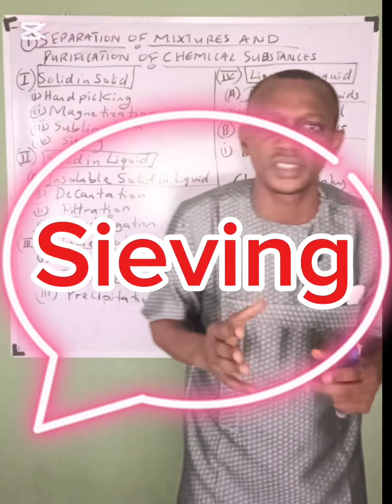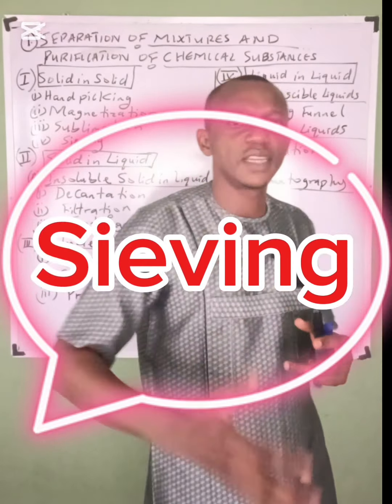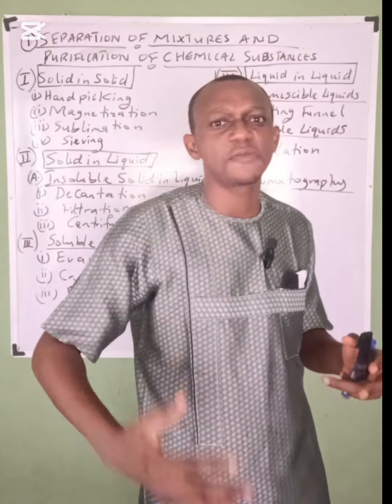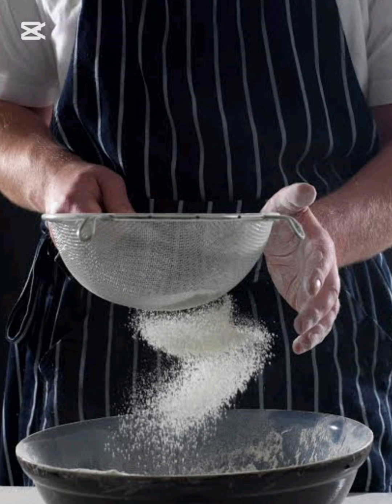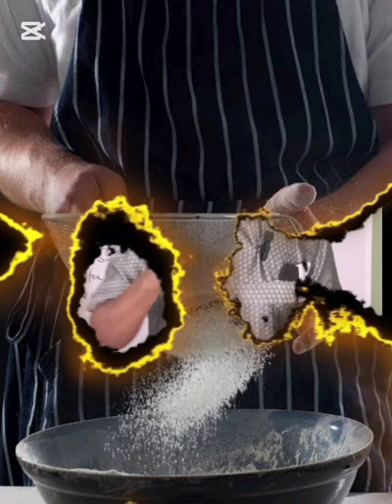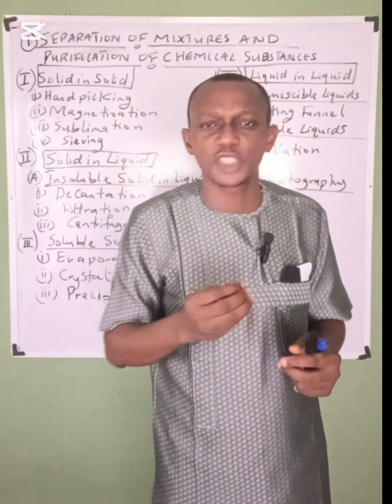What does sieving mean? Sieving means we separate the properties of solids based on their differences in particle sizes. Some have a big particle size, some have small particle sizes. So the mixture is the same type of solid, maybe in powdery form, but one of the solids has big particles and one has small particles.